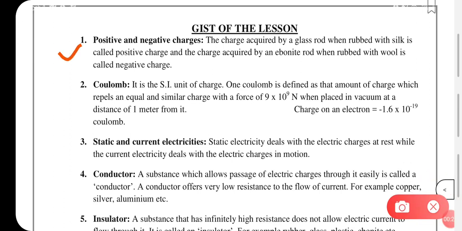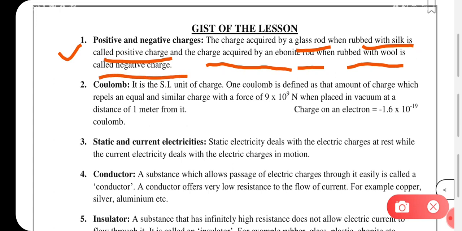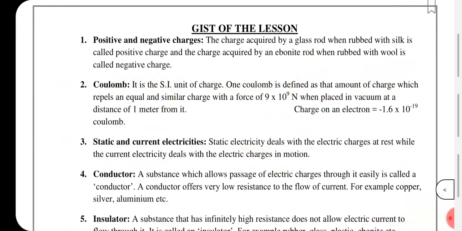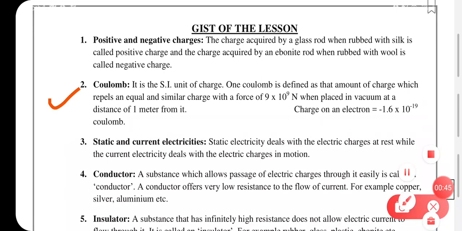Okay, so starting with the first point, positive and negative charges. The charge acquired by a glass rod when it is rubbed with silk is called the positive charge, and the charge acquired by an ebonite rod when it is rubbed with wool is called the negative charge. Second point, what is the SI unit for charge? SI unit for charge is coulombs.